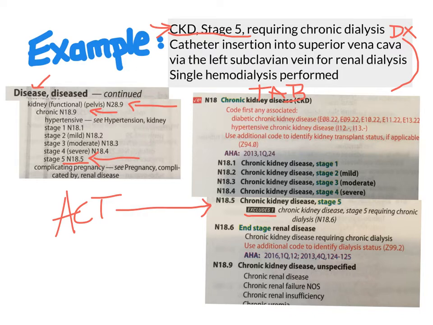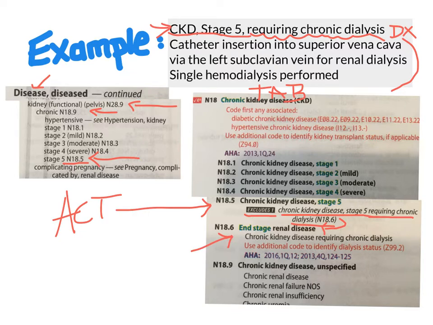So excludes 1, as you remember, and if you don't remember, please check in the front of your book in those coding conventions. Excludes 1 means not coded here. So chronic kidney disease stage 5, which is what we have, but if it's requiring chronic dialysis, which is definitely documented up here, then it cannot be coded as N18.5, and it tells us instead to code to N18.6, end-stage renal disease.